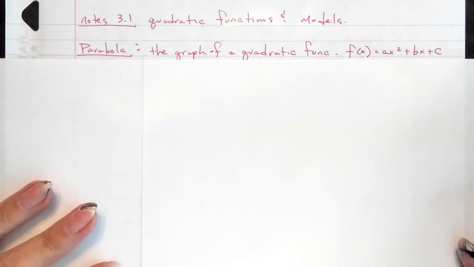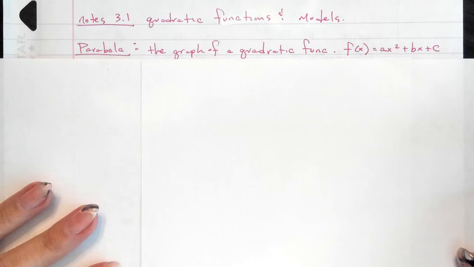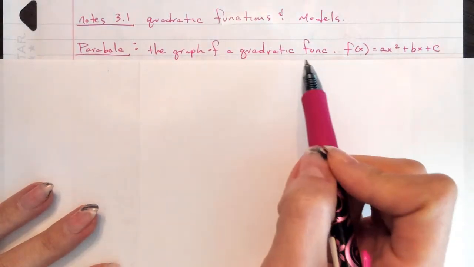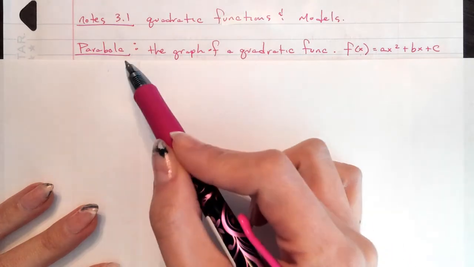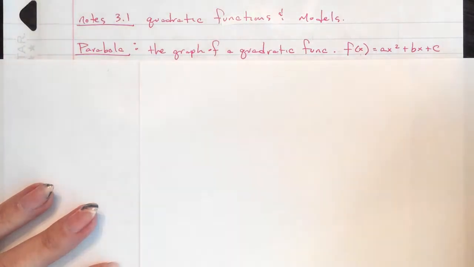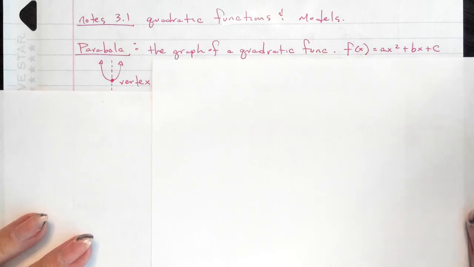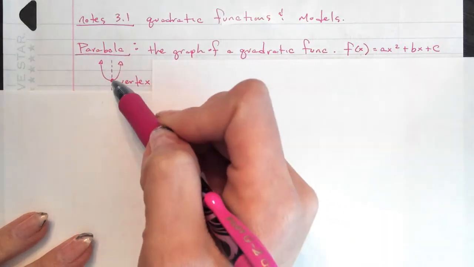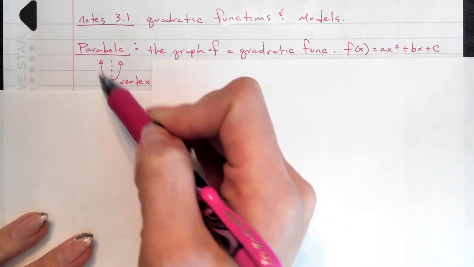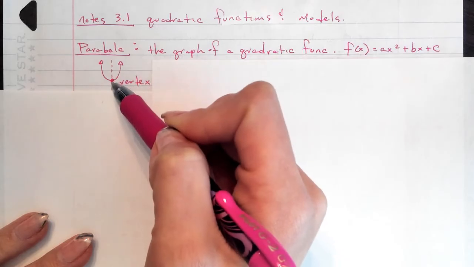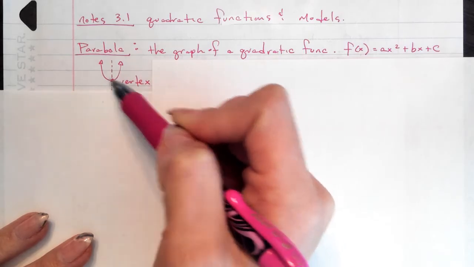Okay, parabolas, what do they look like? They look like U's or N's. They either go up or down. Sometimes they go to the left or right, but then it's not a function. It's just a parabola. So they usually look something like that, or they go upside down, right? And they always have a vertex. So the vertex is going to be the very bottom, the minimum, or the very top of that parabola.